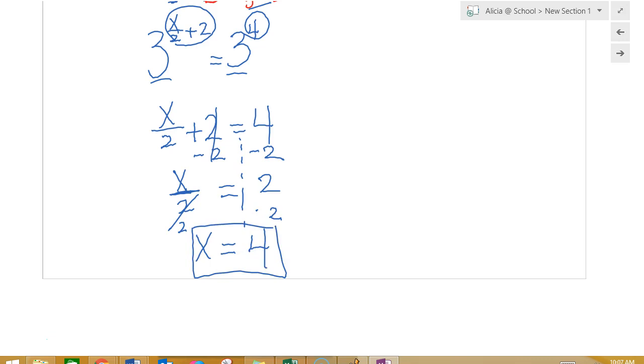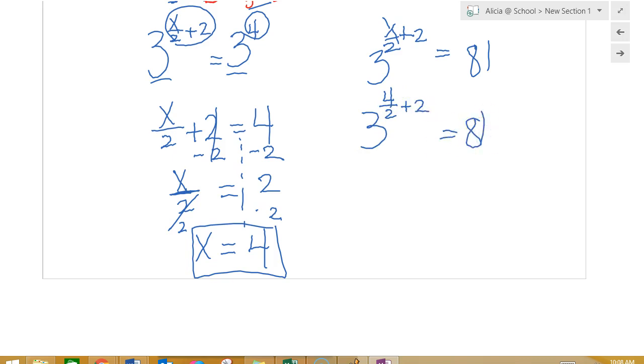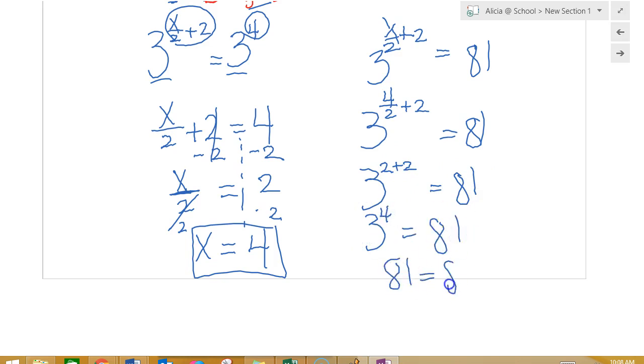Now we want to make sure that we check that answer. Going back to our original equation, 3 raised to the x over 2 plus 2 power equals 81. Well, we know that x is equal to 4 now. I'm going to substitute that where I see my x. So that's going to be 4 over 2 plus 2. 4 over 2 is 2, plus 2 is 4. 3 to the 4th equals 81. And we do know that that's true because 81 equals 81. So yes, that is my final answer, and I can go on to the next example.